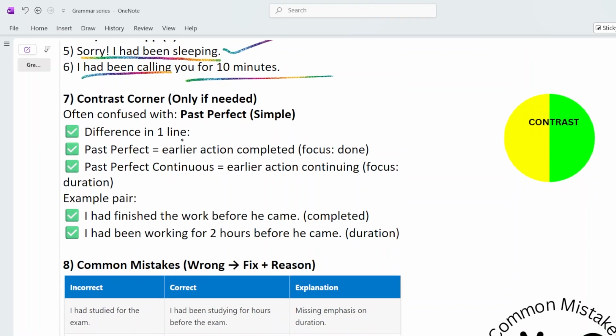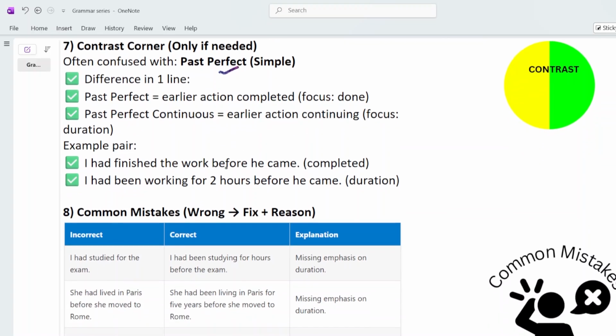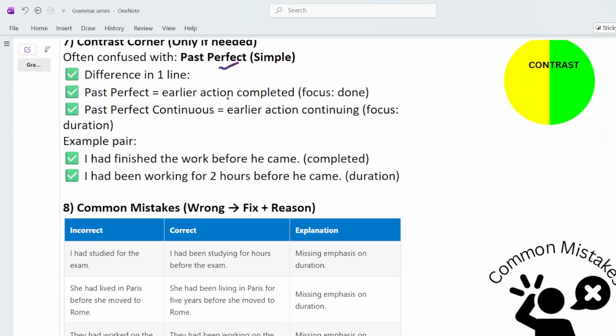A contrast corner. This tense, past perfect continuous, is pretty much confused with past perfect or simple past as well. So let's look at past perfect. Earlier action that has completed, a focus that has been done. I already spoke about this in the last session. You really have to go and catch that lesson as well. Past perfect continuous deals with an earlier action continuing until now.